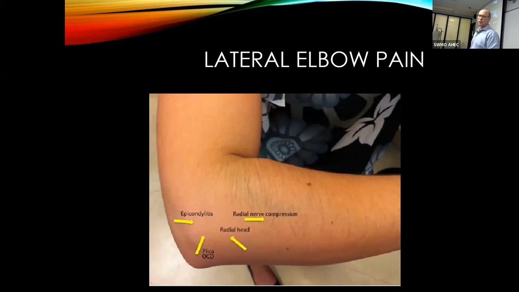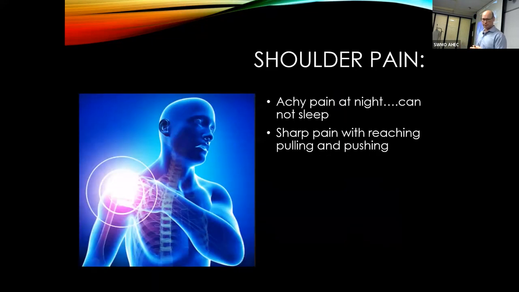So radial tunnel syndrome is where that arrow is. Lateral epicondylitis, where that arrow is, very, very close. You have to have both in your differential to really figure out what's going on. Go ahead. So hopefully that's just a couple pearls for elbow pain.